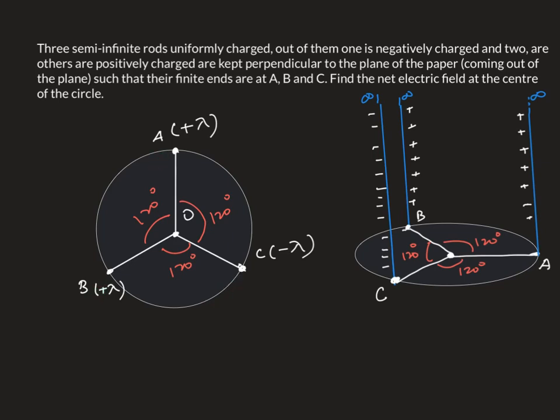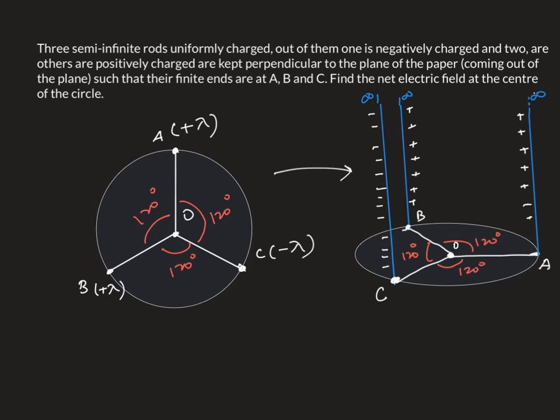Now if you are getting confused with this, you can shift mentally to this diagram here. Same circle drawn with a different perspective. You can see the 3 rods also. Two of them are positively charged, one of them is negatively charged, and their finite ends are at points A, B and C. And you have to find the electric field at this point O.